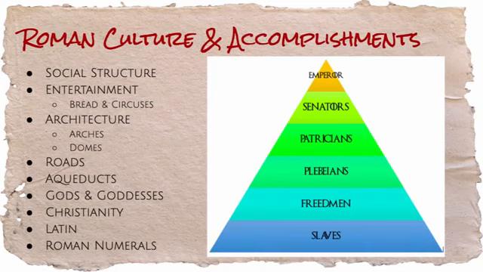Some other parts of Roman culture that I just want to make sure that we all understand is their social structure with the emperor on top, senators, patricians, plebeians, freedmen, and slaves making up the bulk of the population down at the bottom, freedmen and slaves. And that's going to be a huge part of what's going to lead to Rome's downfall because there is this huge gap between the people at the top and the people at the bottom.